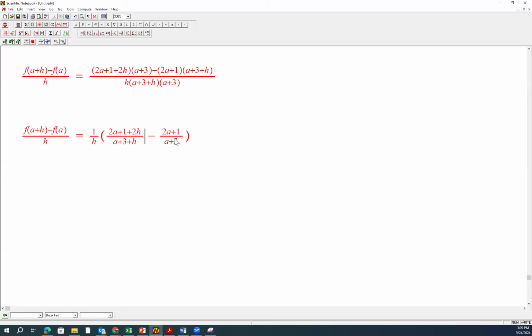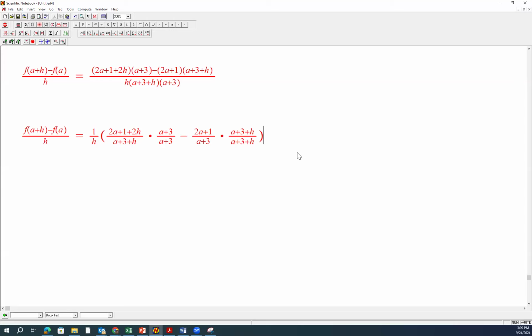The other way, you're going to have to make a common denominator. So this piece, we're missing a plus 3. So that's a plus 3 over a plus 3. On that piece, we're missing a plus 3 plus h, so we multiply by 1. So we make the common denominator.